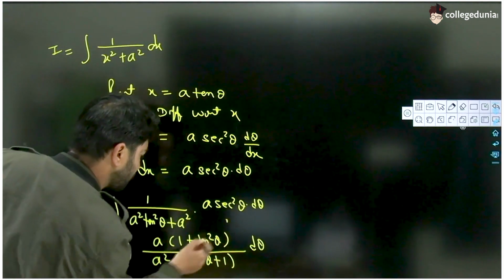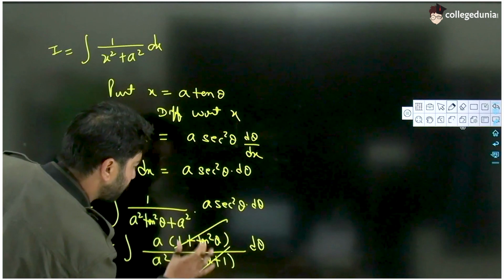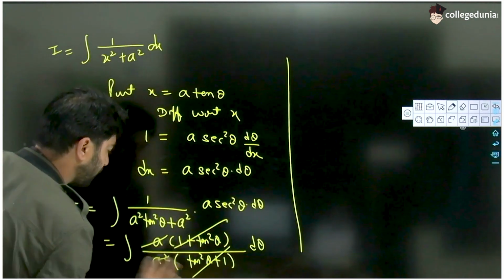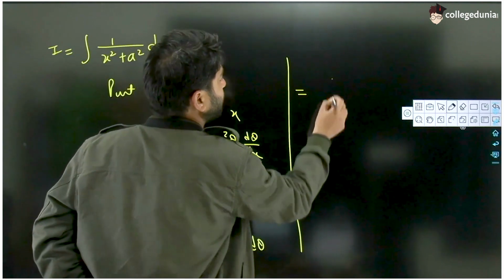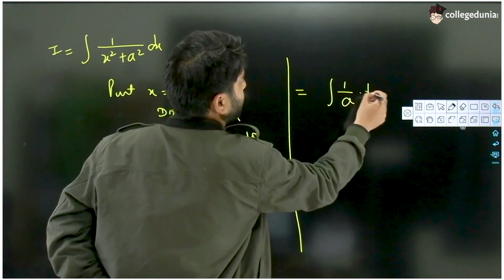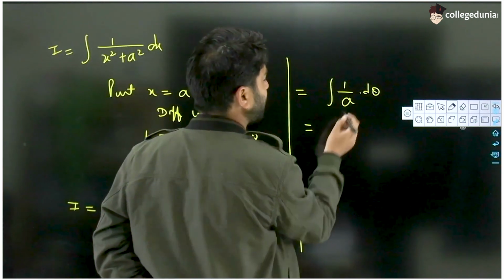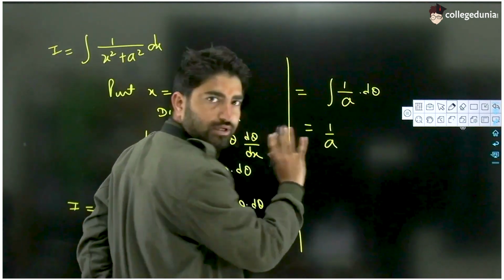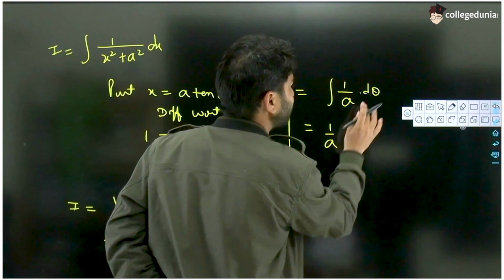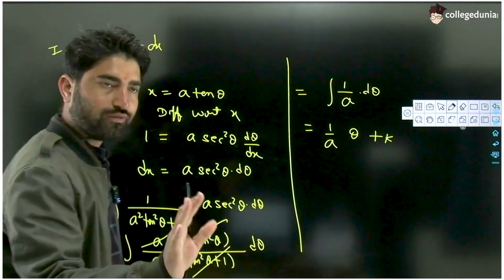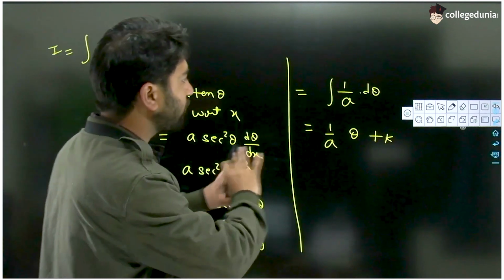So this part will be cancelled out. And now an a cancels out, so we will have only a in the denominator, and that will be integrated with respect to theta. As you can see, this 1 by a is a constant, so we do nothing with it. The integration of 1 with respect to theta will be theta plus k. That's it. Now the integration is done.